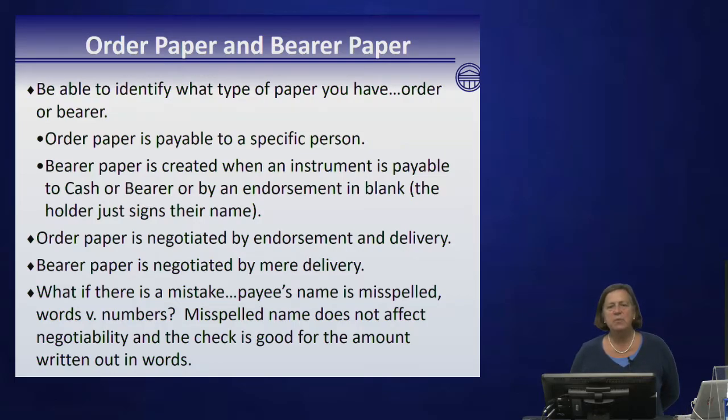All right, so we talked a little bit about mistakes. And what if there is a mistake on a piece of commercial paper? So let's say the payee's name is misspelled. Does that create a problem? And the answer is no, it's still a negotiable instrument. What if the amount written out in words is different than the amount written out in numerals or numbers? Well, do you still have a negotiable instrument? And the answer is yes, you do. The amount written out in words governs. That tells you how much the instrument is good for.